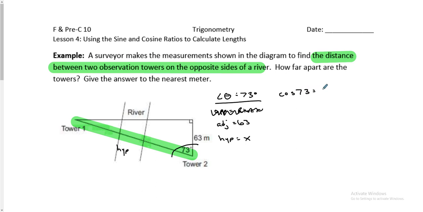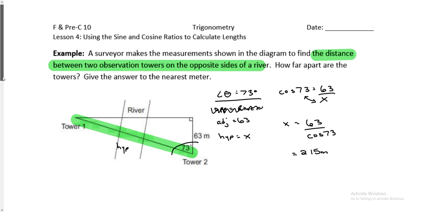Cos 73 is equal to 63 over x, and because we're finding that hypotenuse, we can do that little hypotenuse slide, we can call it. So x is equal to 63 over cos 73. So that is 63 divided by cos 73, close your bracket, to the nearest meter is 215 meters. And we don't have any other examples.